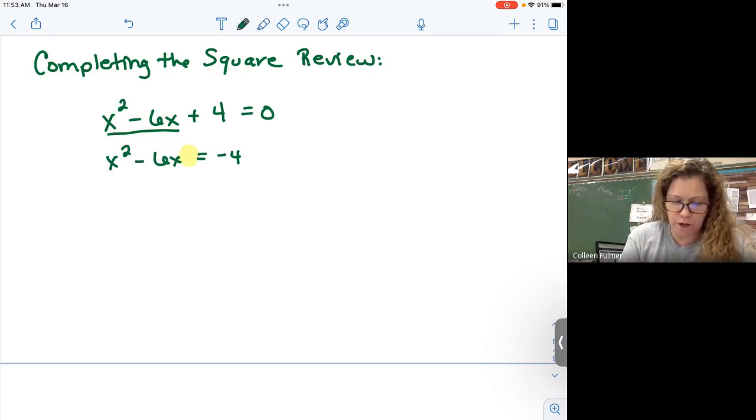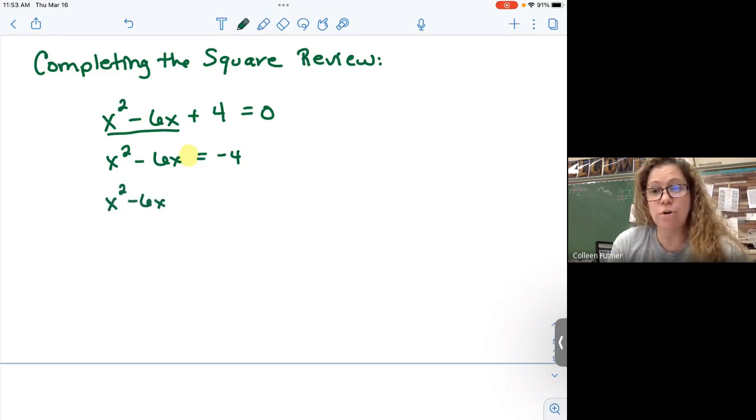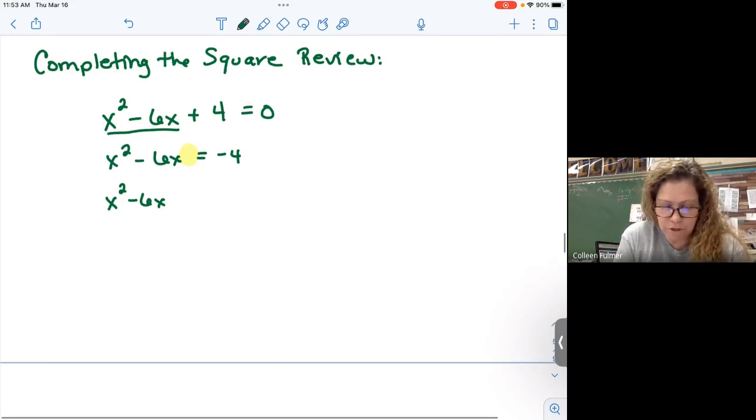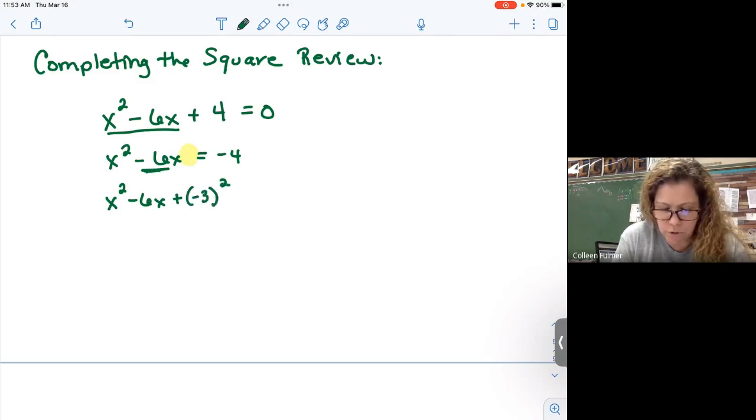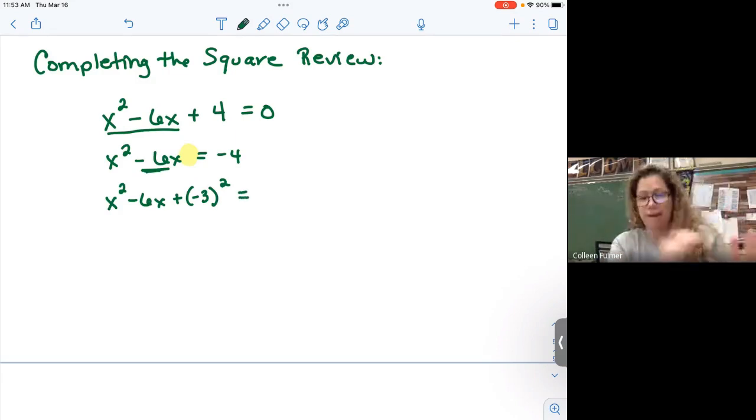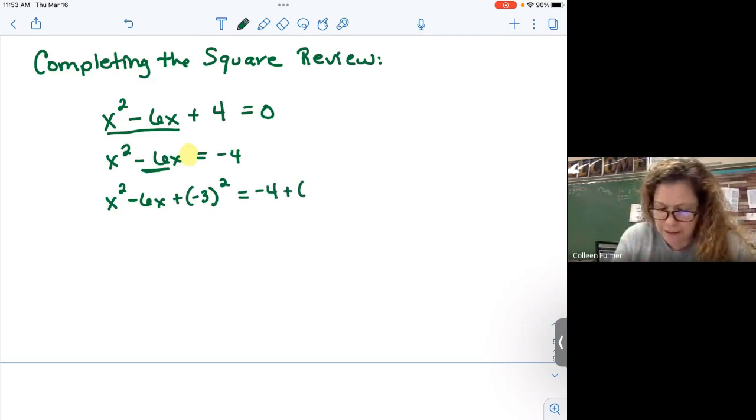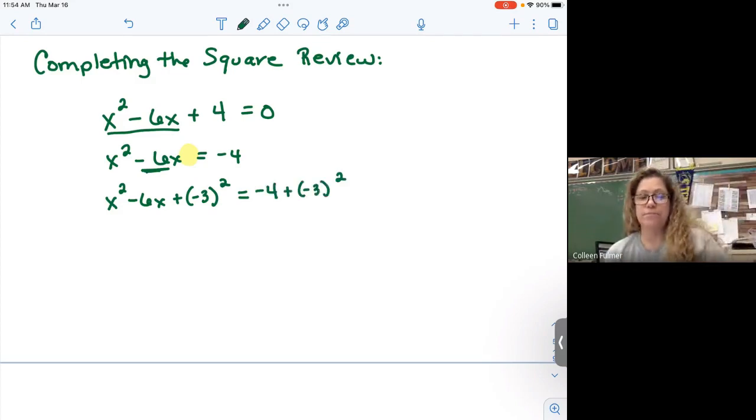And the way that you do that is you copy these two terms down, and then you take half of your b term. So think ax squared plus bx plus c, half of your b term, and you add it squared, which sounds kind of confusing. But the b term here is negative 6. Half of negative 6 is negative 3. So we're going to add negative 3 squared to the left-hand side. However, to keep this equation balanced, if you add negative 3 squared to the left, you have to also add negative 3 squared to the right.